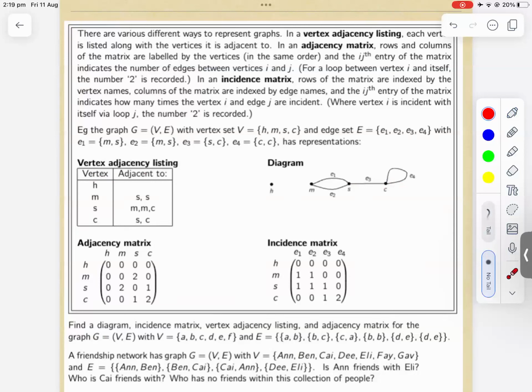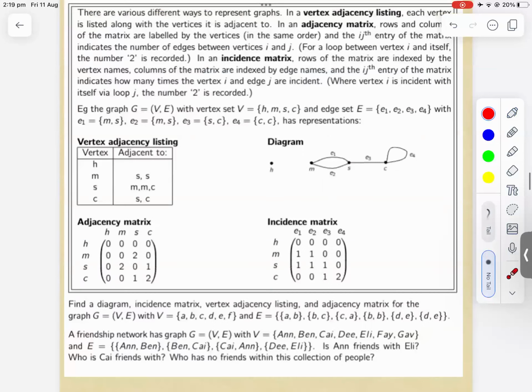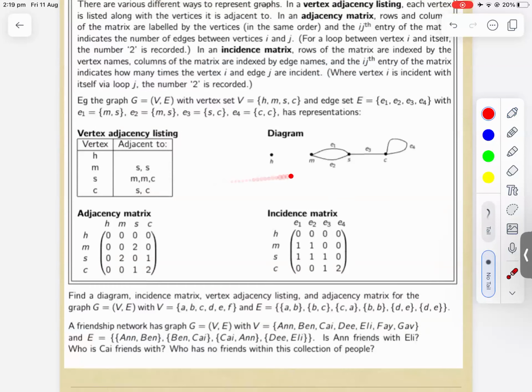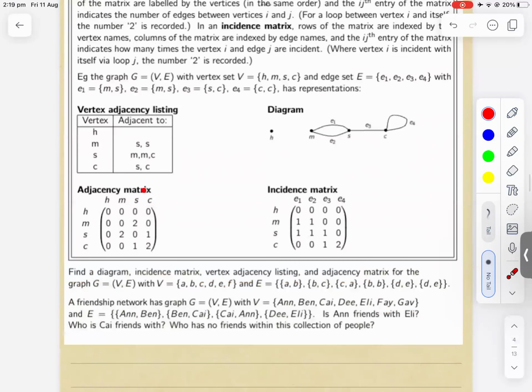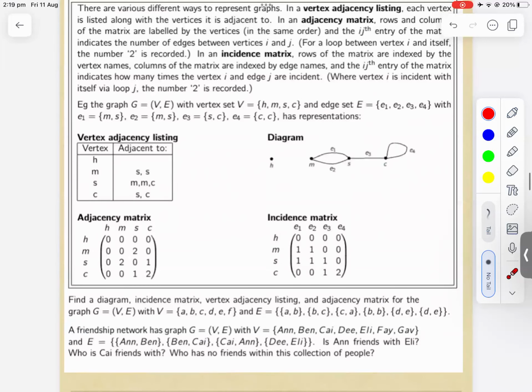H is adjacent to nothing. M is adjacent to S, S, because we have two bridges. S is adjacent to M, and C. And C is adjacent to itself and S.